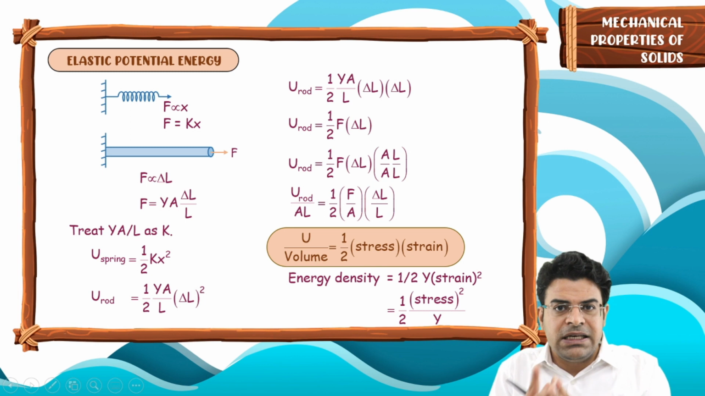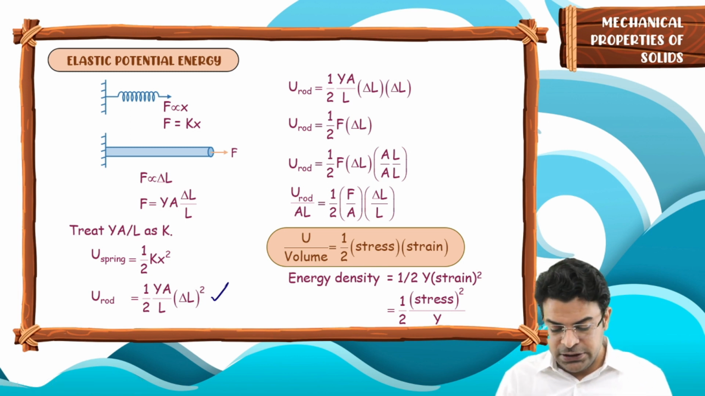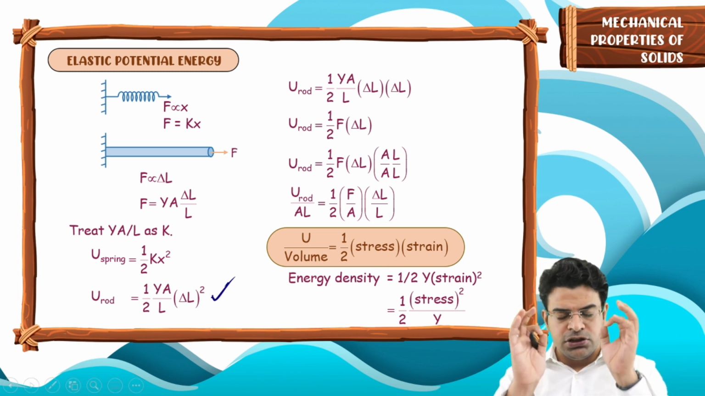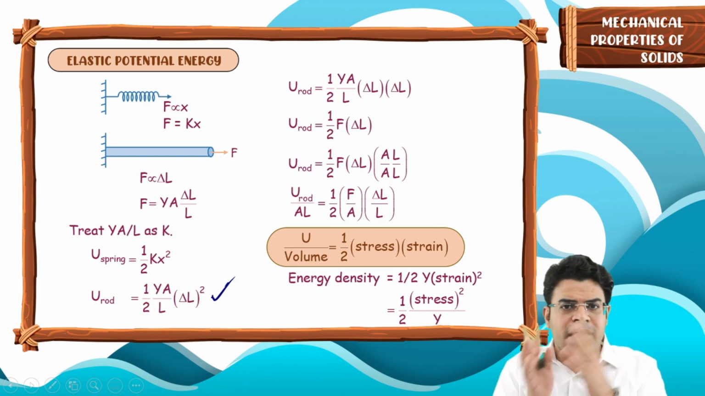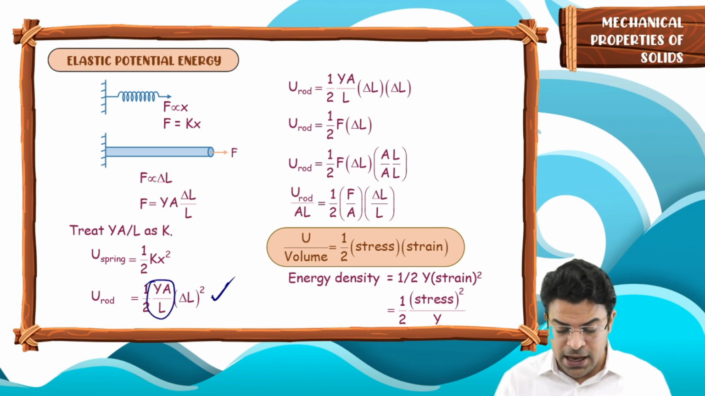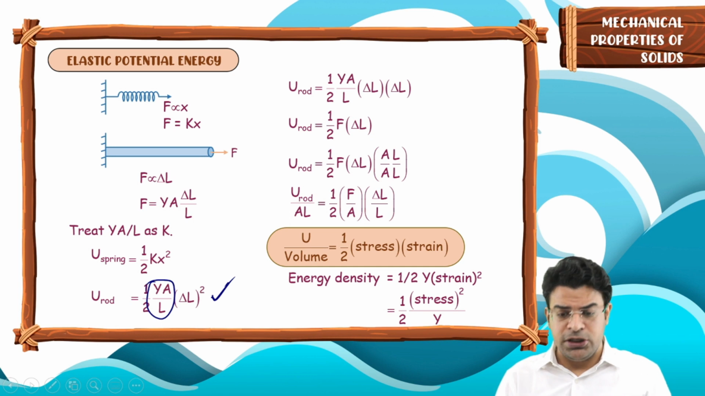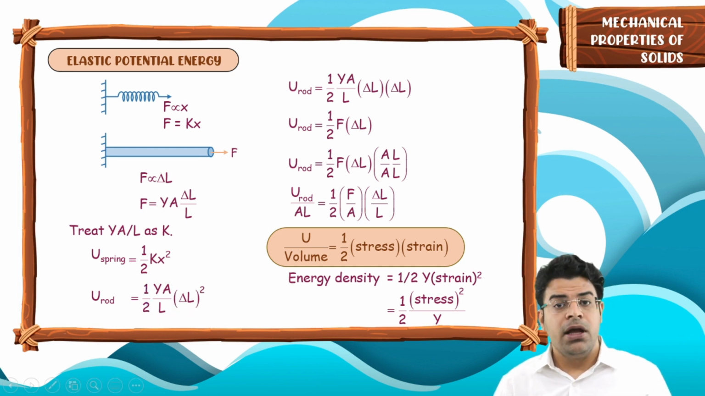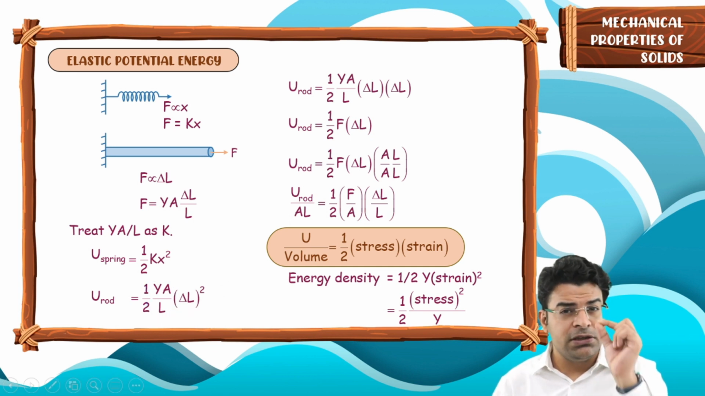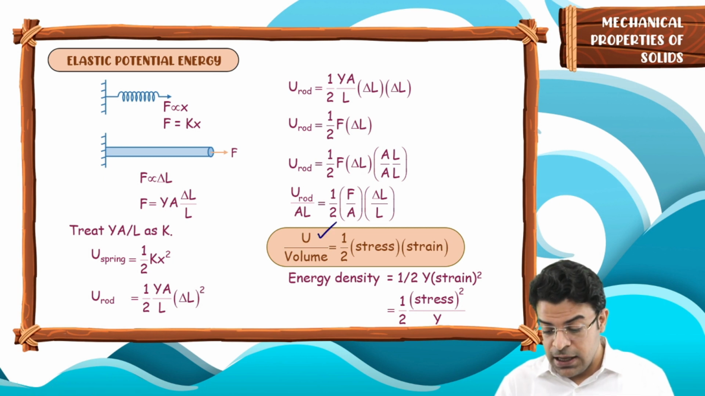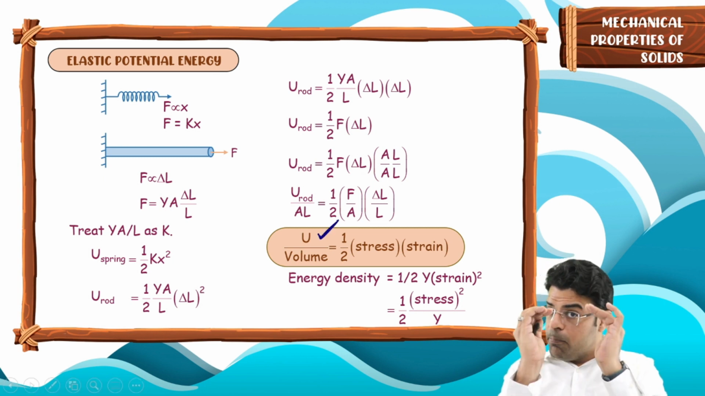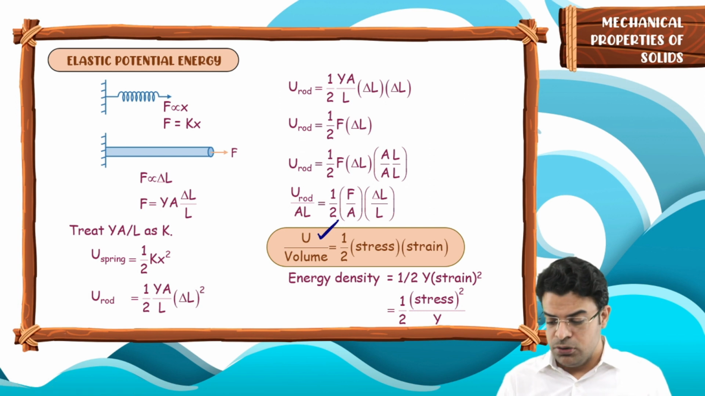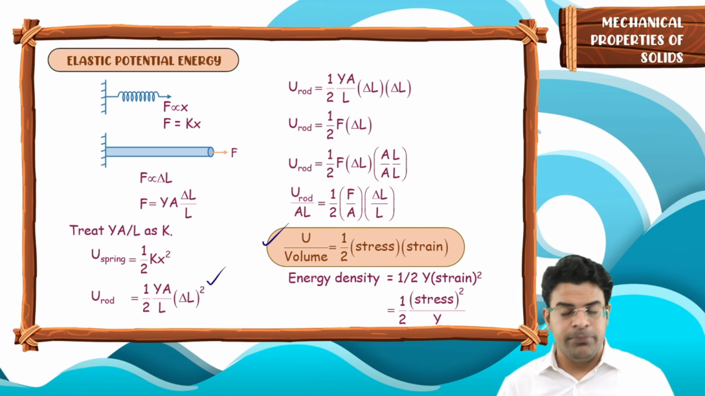What I personally recommend students to remember is this: the elastic potential energy stored is just like half k x square. In place of k, you write YA by L, and in place of x, the deformation, you write delta L whole square. I tell them to remember this very, very carefully. And the energy density, energy stored per unit volume of rod, equals half into stress into strain. So remember both of them.